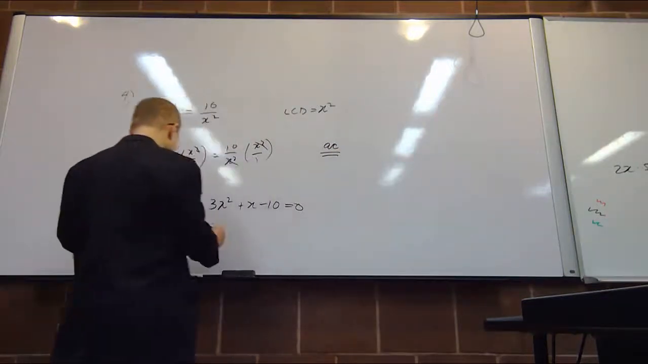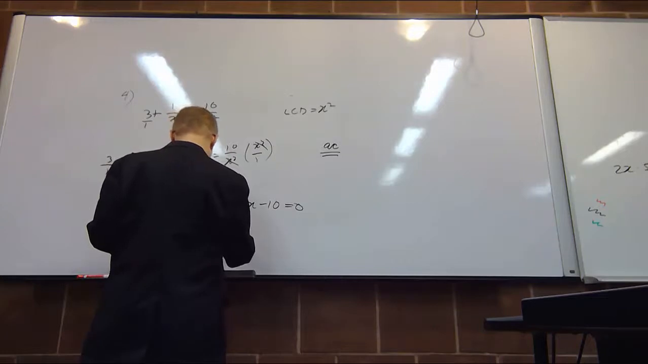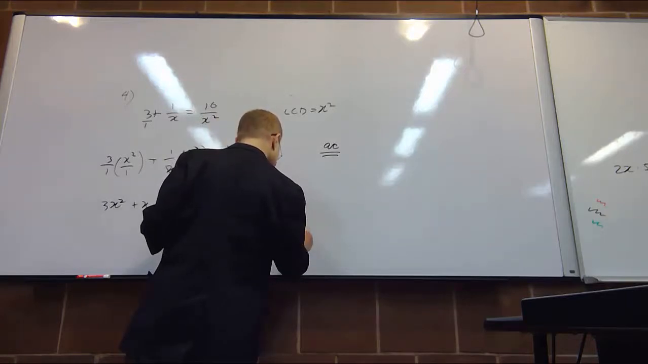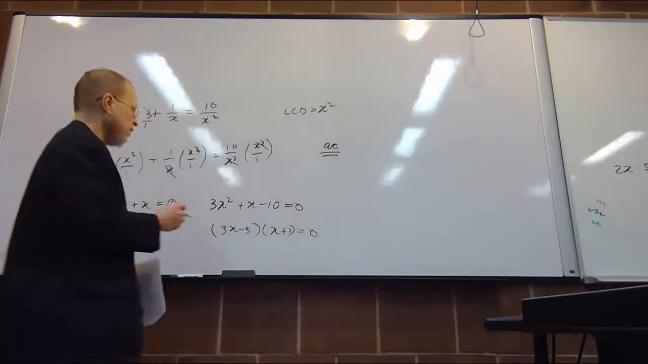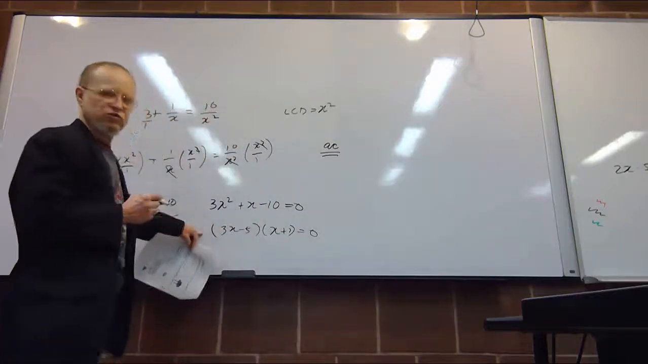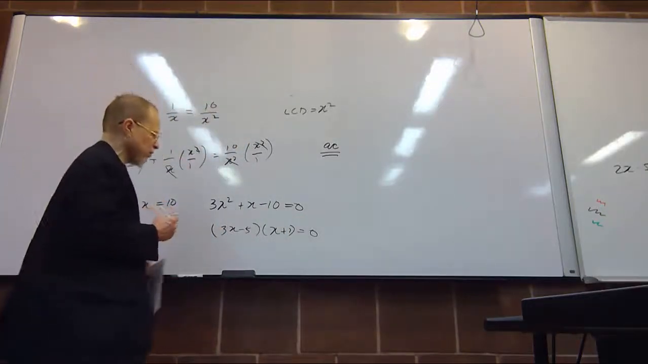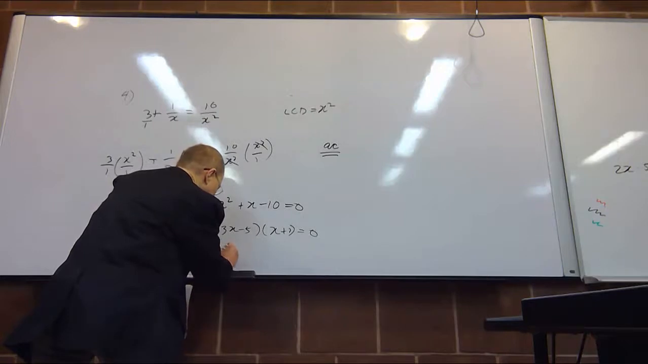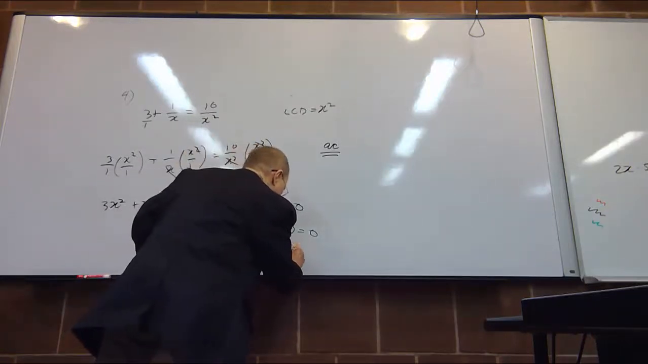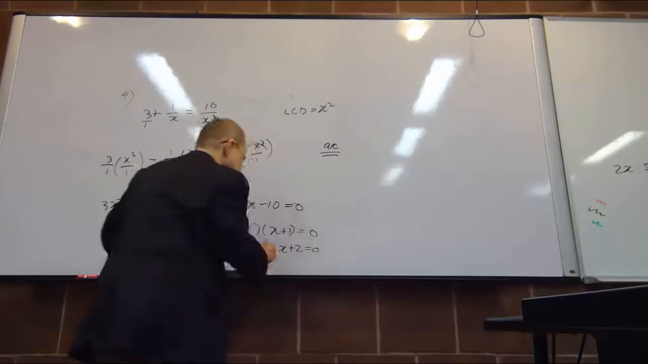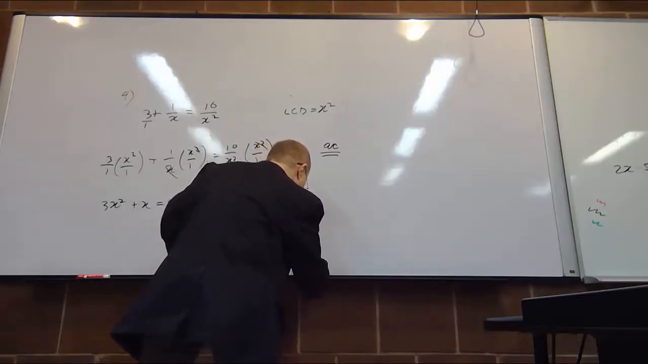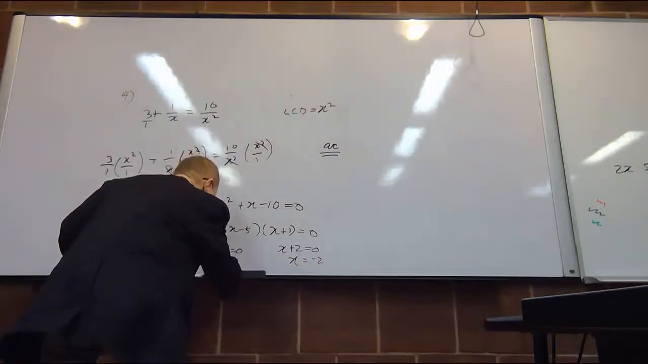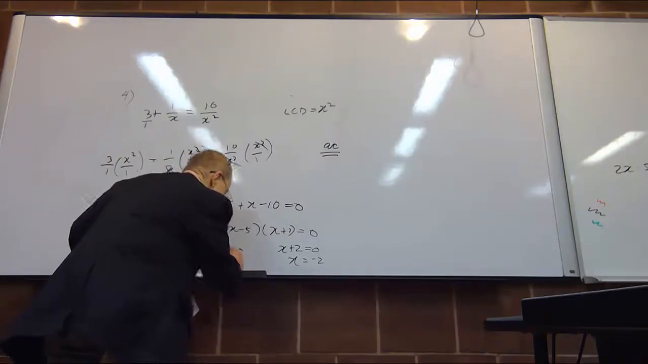And so I find that the factors for this one are 3x minus 5 and x plus 2 is equal to 0. And then, based on the rule which we learned earlier when we were solving quadratic equations, we set each of the parts equal to 0. So we have 3x minus 5 equal to 0, and x plus 2 equal to 0. So this means x is equal to negative 2. And then on the other side, we have x is equal to 5/3.